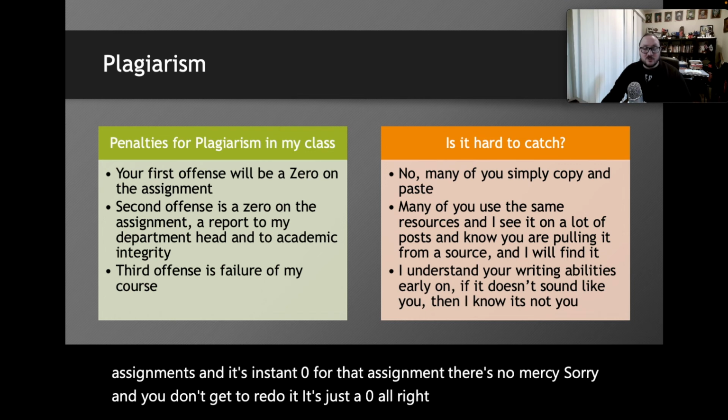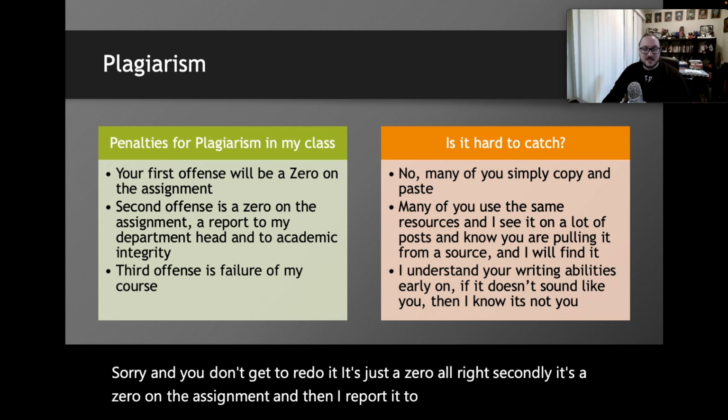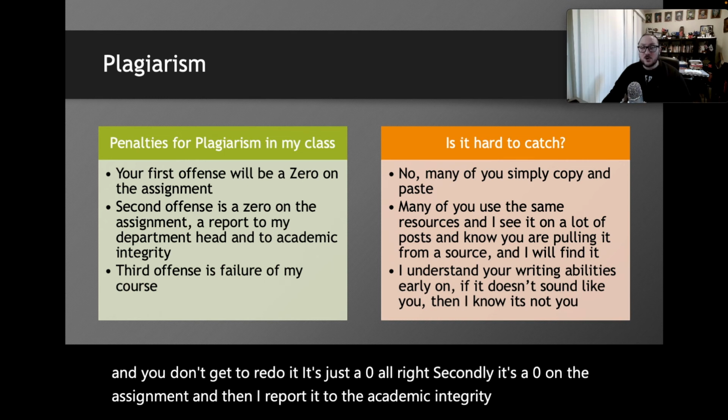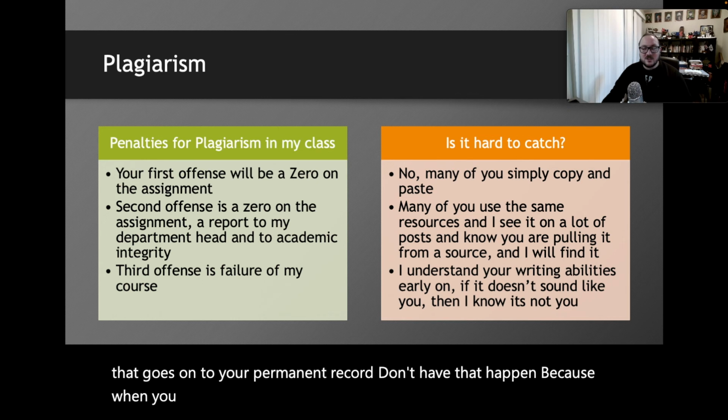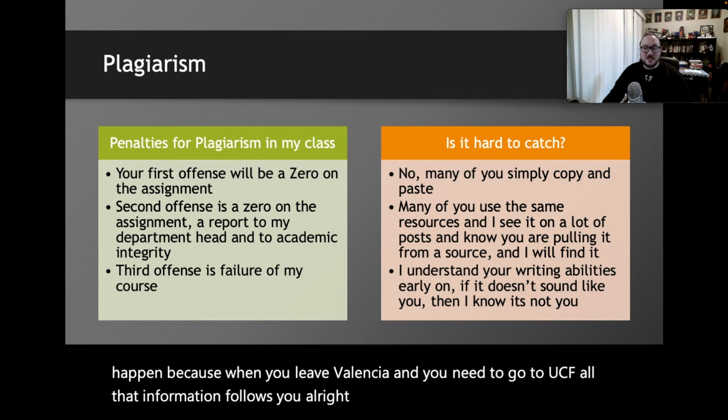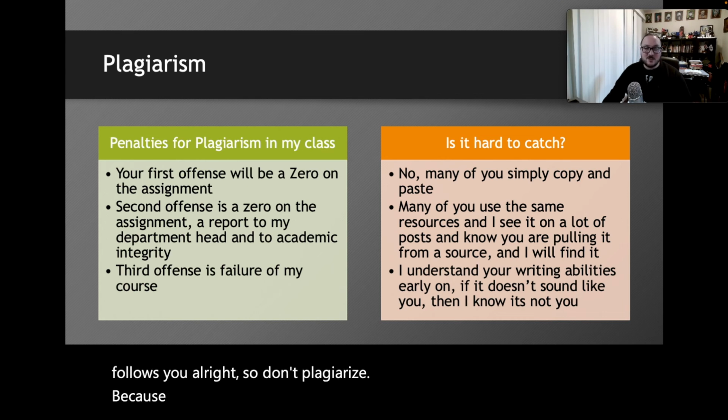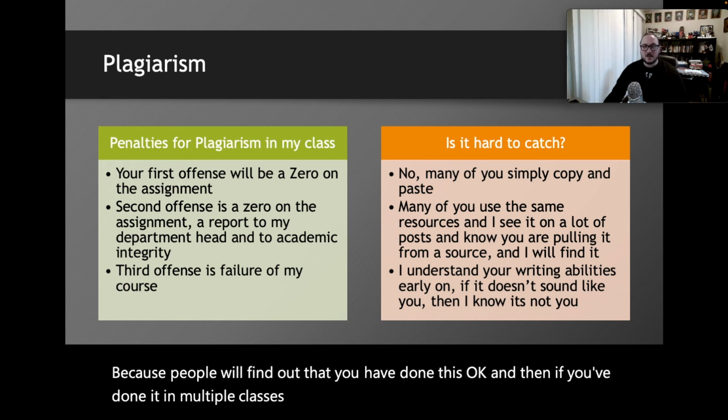Secondly, it's a 0 on the assignment, and then I report it to the academic integrity department, okay? That goes onto your permanent record. Don't have that happen, because when you leave Valencia and you need to go to UCF, all that information follows you. All right? So don't plagiarize, because people will find out that you have done this, okay? And then if you've done it in multiple classes, then it's going to show up in multiple places.